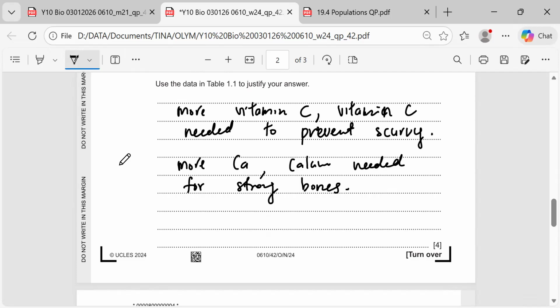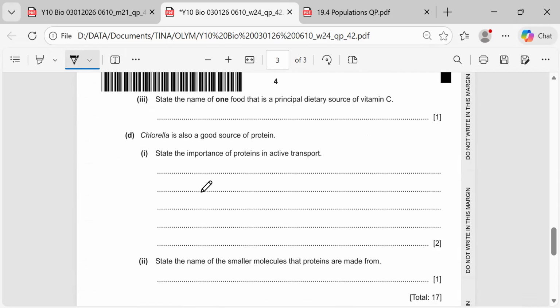Okay, state the name of one food that is a principal source of vitamin C. Oranges. Everybody writes oranges or lemons. Chlorella is also a good source of protein. Importance of proteins in active transport.